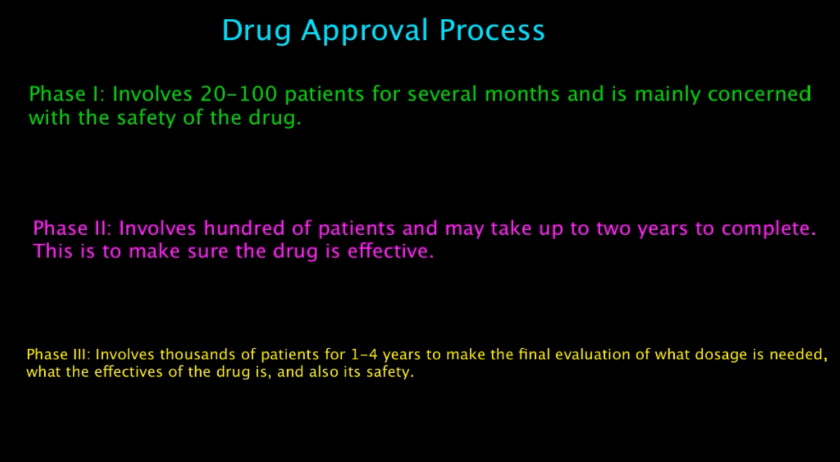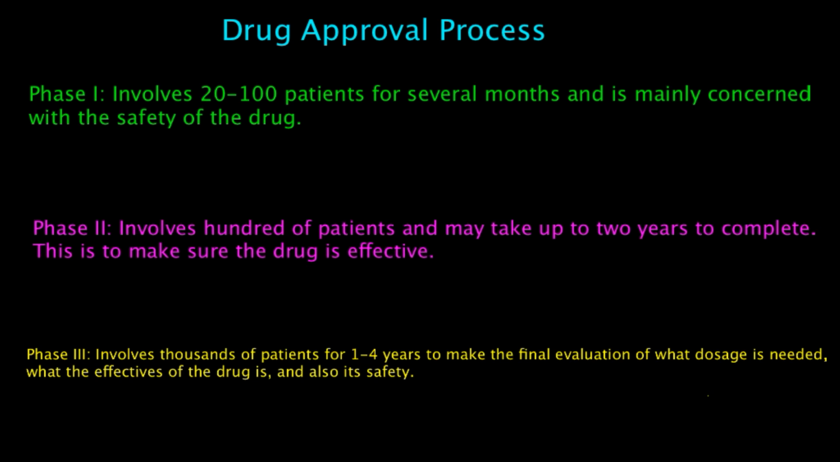The third phase involves thousands of patients for 1 to 4 years to make the final evaluation of what dosage is needed, what the effectiveness of the drug is, and also its safety. So in the third and final stage, they make sure the drug is safe, like the first phase does, and effective, like the second phase does. In addition to all those, it finds out what dosage is needed, whether it's going to be 20 milligrams or 10 milligrams; those are just examples.